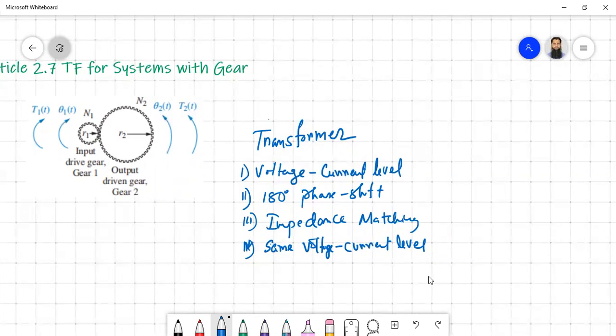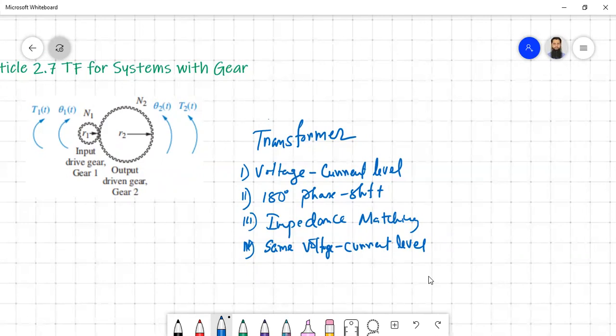Similarly, correspondingly inversely, the theta, or angular rotation, will also go inversely up and down. So if torque is increasing, then theta will be decreasing. If the torque is decreasing, then theta will be increasing. Just like the voltage and the current. If the voltage increases, the current decreases. Or if the voltage decreases, then the current increases.